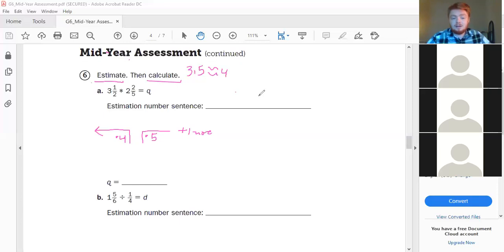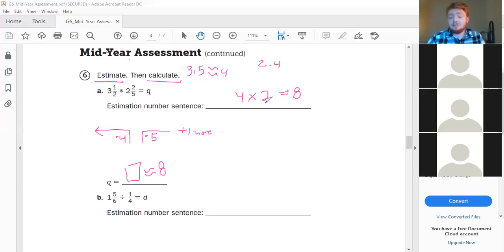So 4 times, and then 2 2/5 would be the equivalent to 2.4. Since that's a 0.4, I'm going to bring it back to its normal number, so I'm just gonna write 2. So my estimate, 4 times 2, is 8. So when it says Q equals, it's going to equal something for real, and then an estimate. My estimate was 8. So you guys who hopefully have calculators, I also have my phone calculator, so I can do that too.